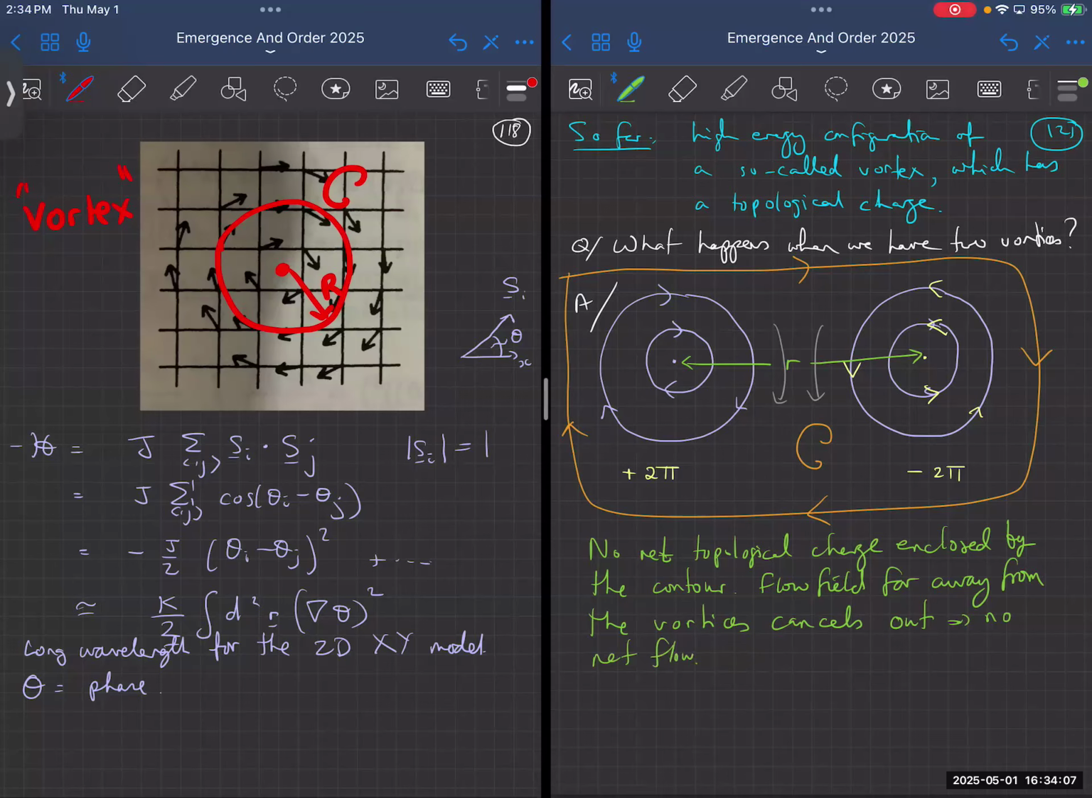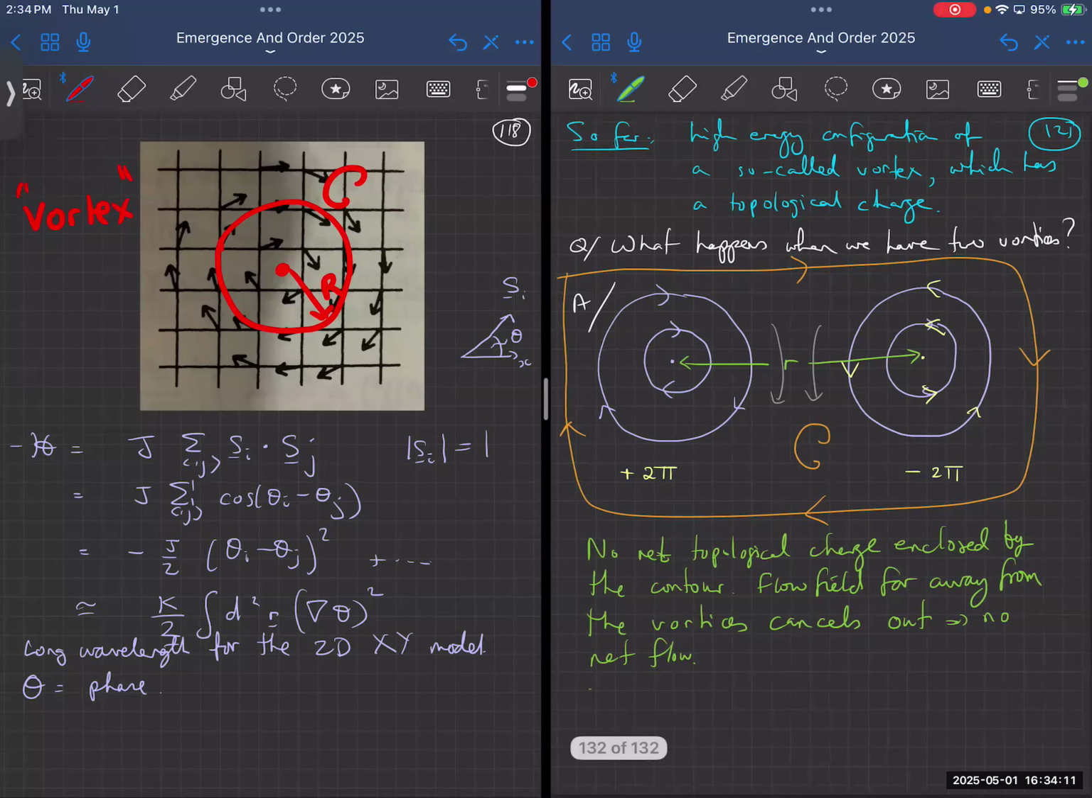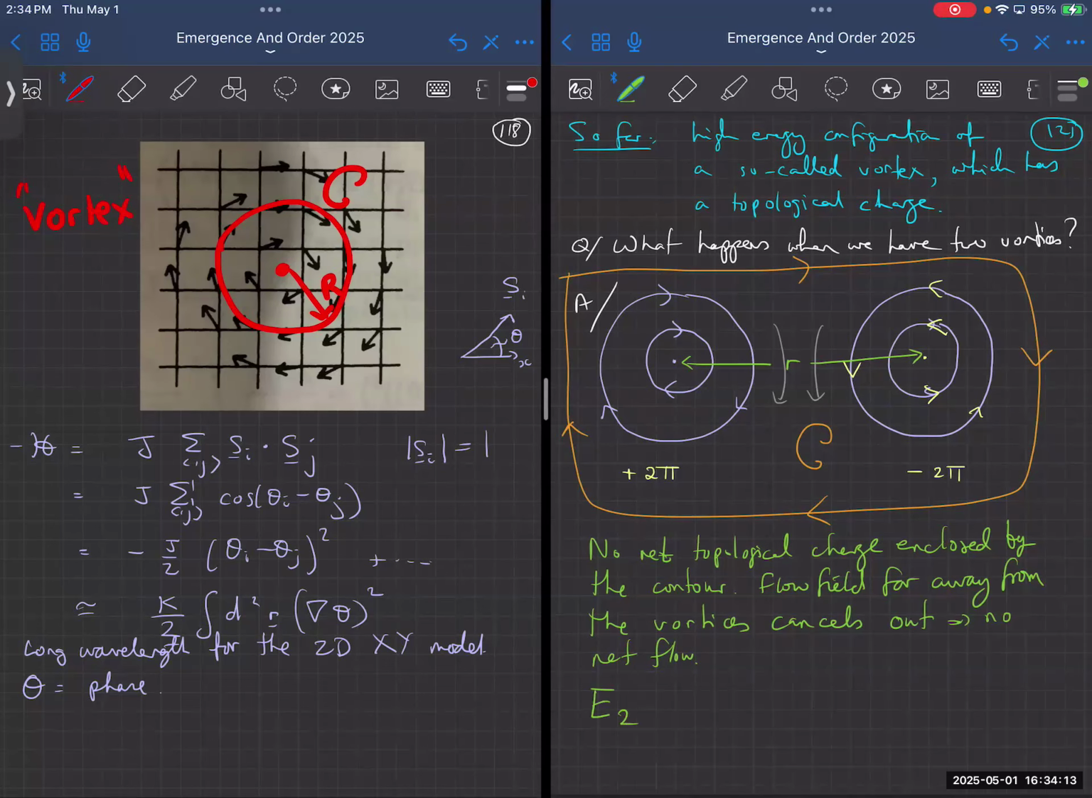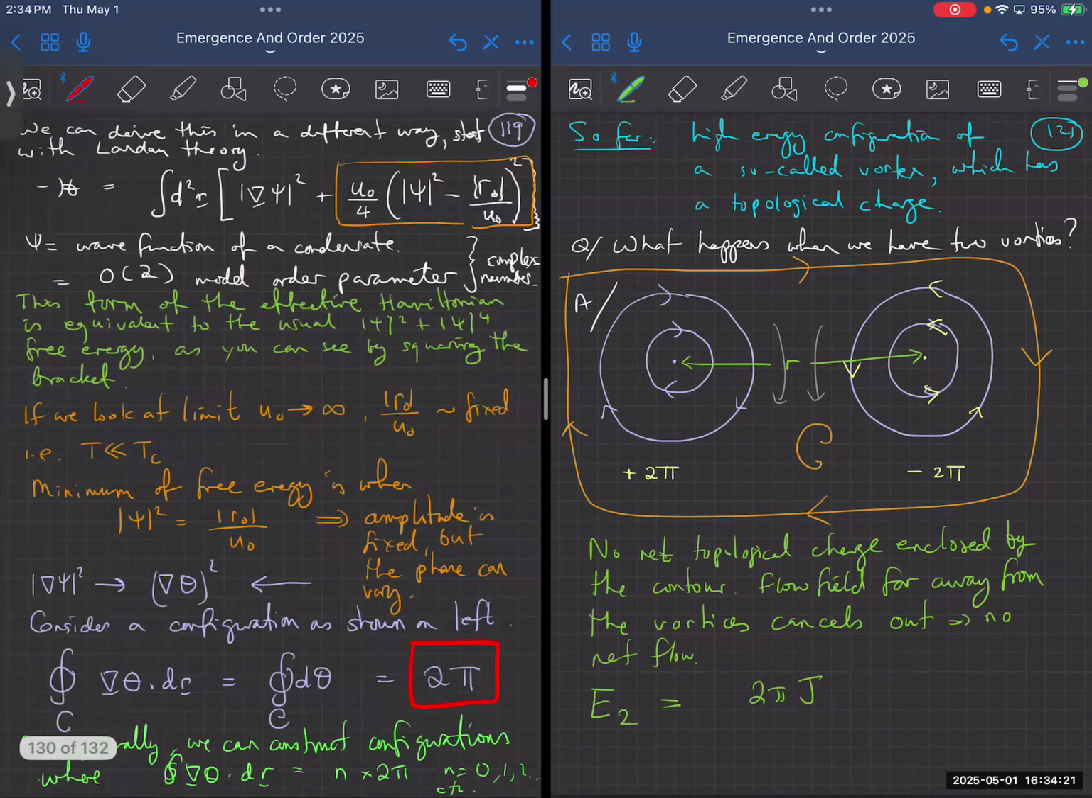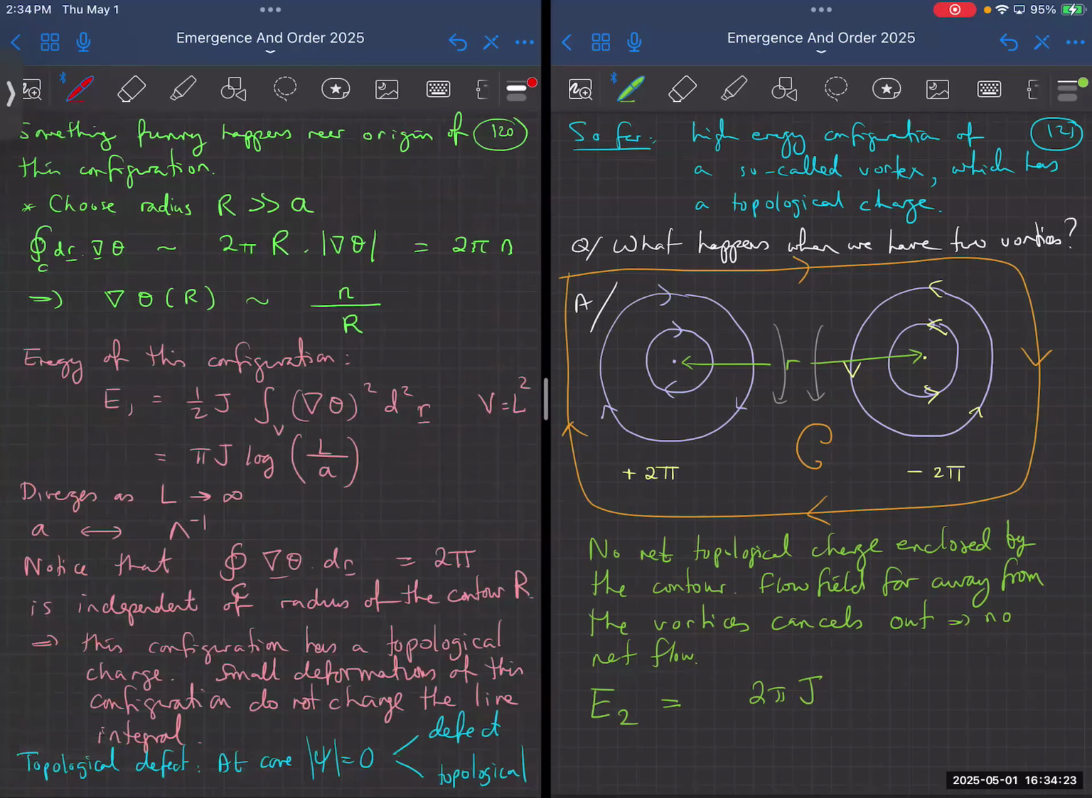So then what happens is, what is the energy of this configuration of two vortices? This ends up being the same form as before. You can work it out, and I'll let you do that in homework. It's still going to have the same form as before. You're still adding up the gradient theta squared of both of these configurations, so you're still going to get 1 over r's, and you're still going to get logarithms.